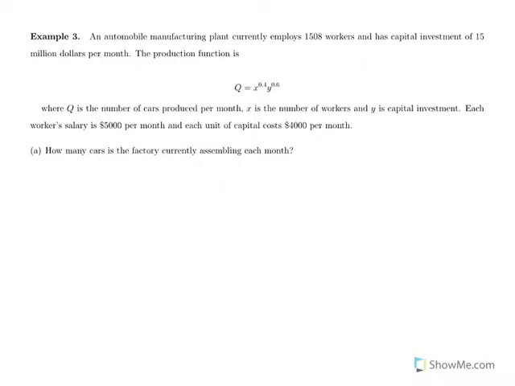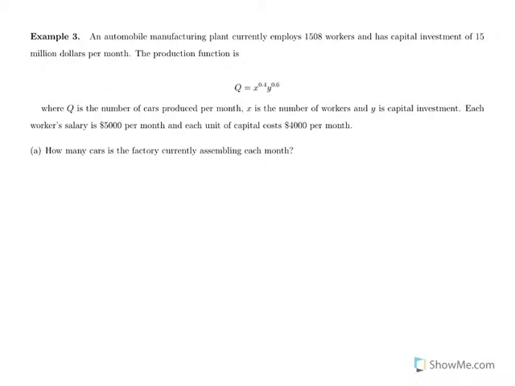All right, last example, an application problem. An automobile manufacturing plant currently employs 1,508 workers and has capital investment of $15 million per month. We're given production Q equals X to the 0.4, Y to the 0.6, where Q is the number of cars produced per month. We let X be the number of workers, and Y is the capital investment. Each worker's salary is $5,000 per month, and each unit of capital costs $4,000 per month.